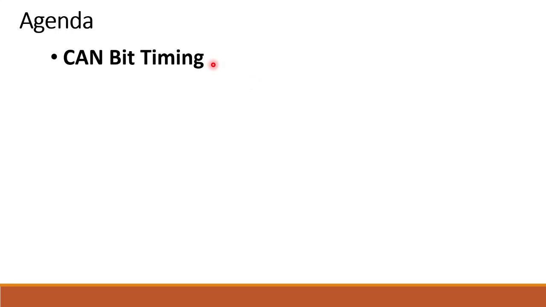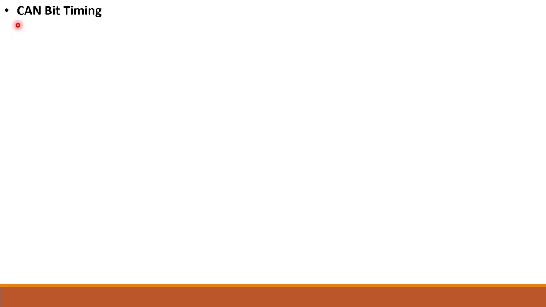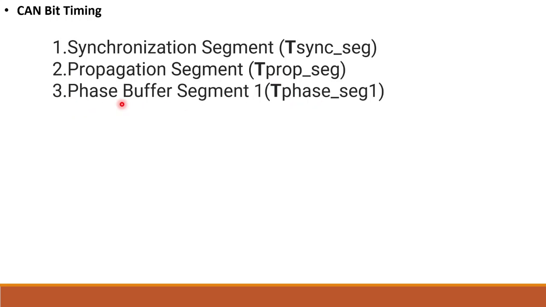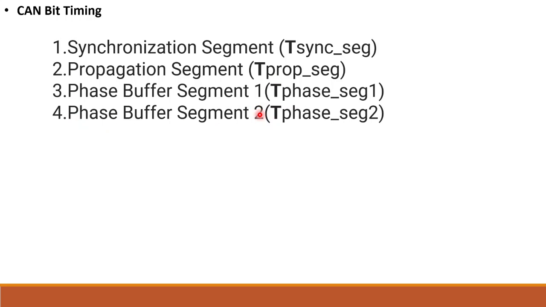If we configure incorrect CAN bit timing in any one of the nodes, that may lead to error frames. So to minimize the error frames, we should always configure the same CAN bit timing. This CAN bit timing we further divide into four segments. First one is the synchronization segment, second one is the propagation segment, then phase buffer segment 1, and phase buffer segment 2. This is nothing but the nominal bit timing.